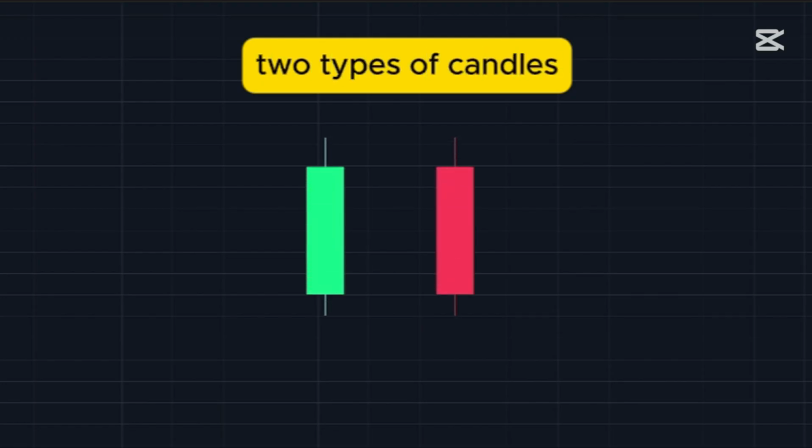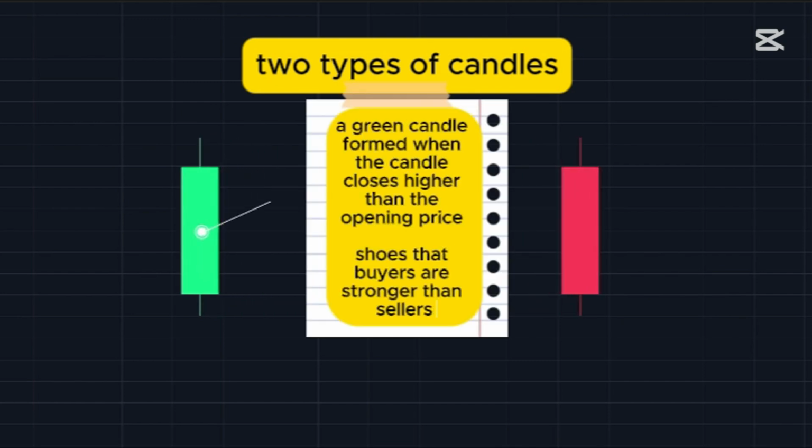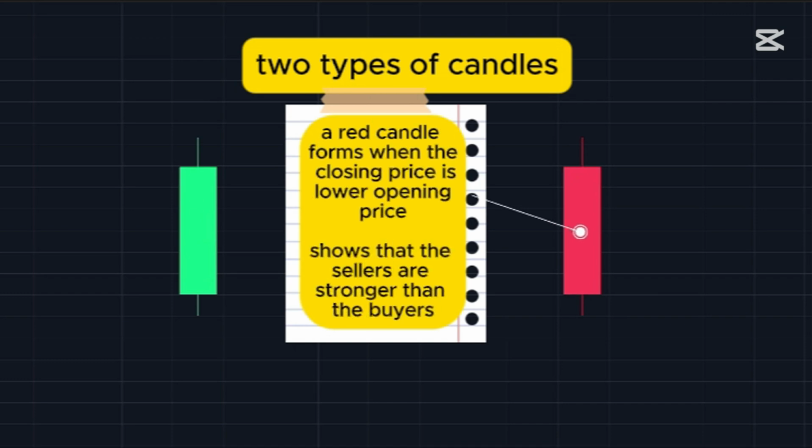There are 2 types of candles: green candle and red candle. A green candle forms when the candle closes higher than the opening price. It shows that buyers are stronger than sellers. Likewise, a red candle forms when the closing price is lower than the opening price, which shows that the sellers are stronger than the buyers.